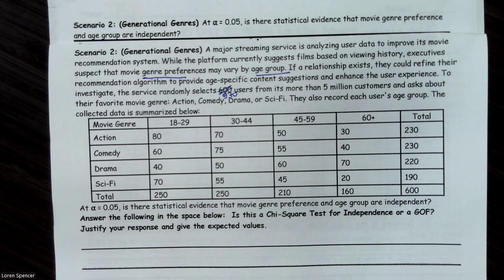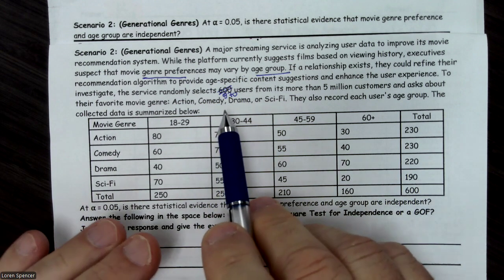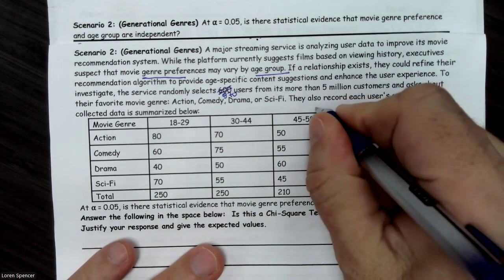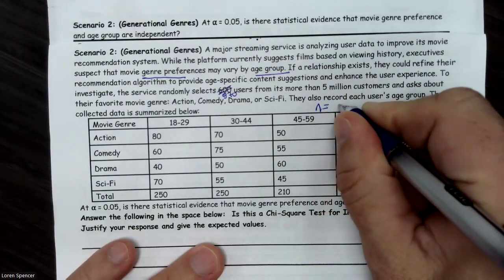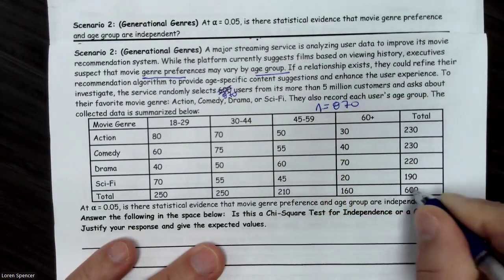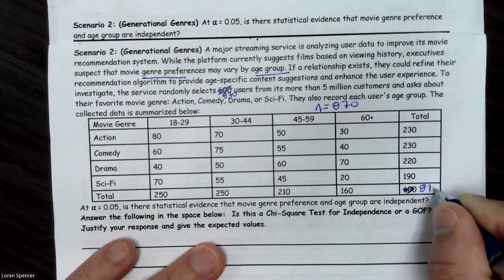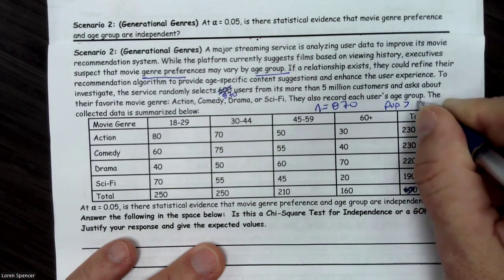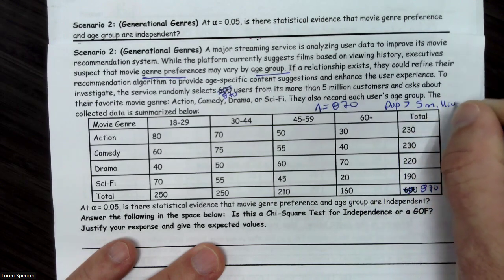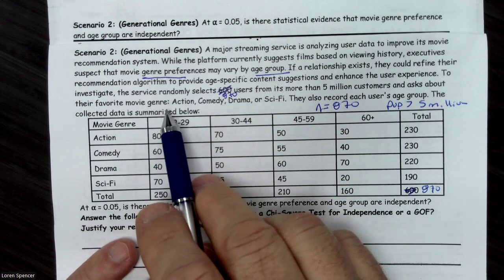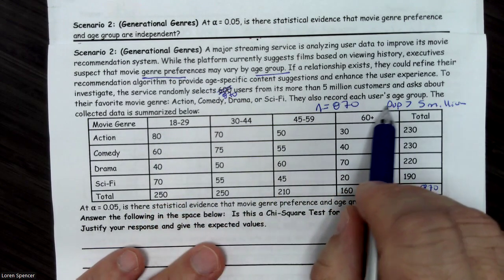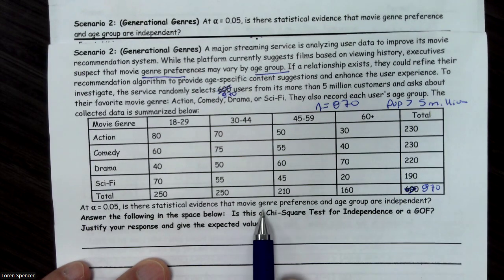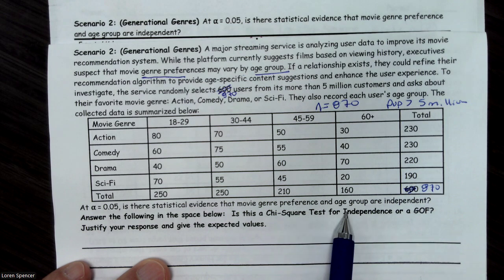To investigate, the service randomly selects 870. I know yours says 600, so scratch it out and write 870 from its more than 5 million customers. So we have a sample size of 870. We need to fix that here as well, and this needs to be 870. And we have a population of greater than 5 mil. They ask about their favorite movie genre, and they also recorded the user's age group. At alpha 0.05, is there statistical evidence that movie genre preference and age group are independent?